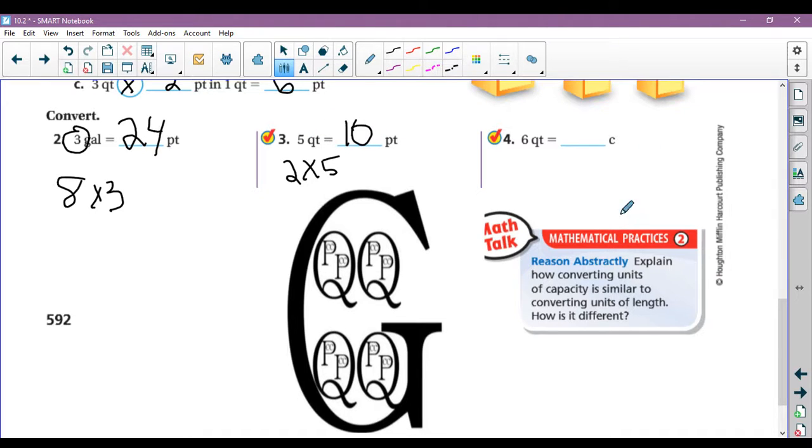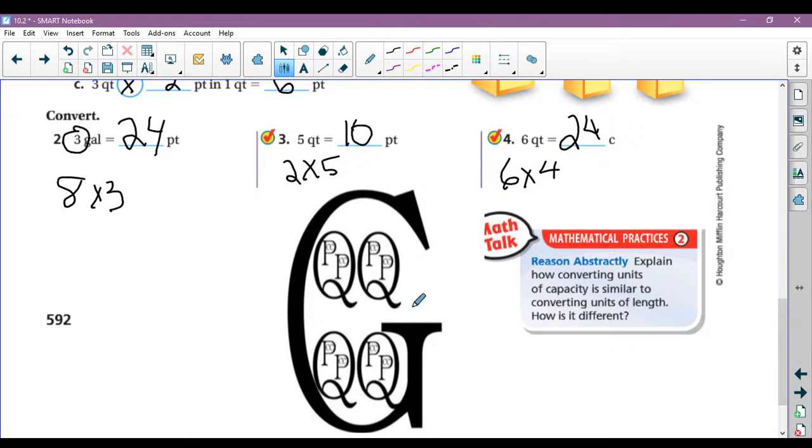All right, well, the last one. Okay, we have 6 quarts and we want to take it to cups. Okay, so we want to see how many cups are in a quart. So remember, look at your letter Q. Now look inside. They're kind of small on this picture, but you can still see there are 2 C's inside of a pint. So there's 2, 4. So there are 4 cups in 1 quart. So then you're just going to do 6 times that 4. That's going to give you 24 cups.